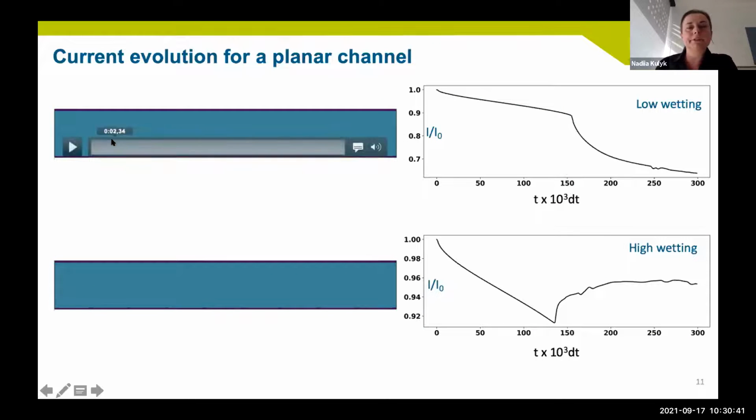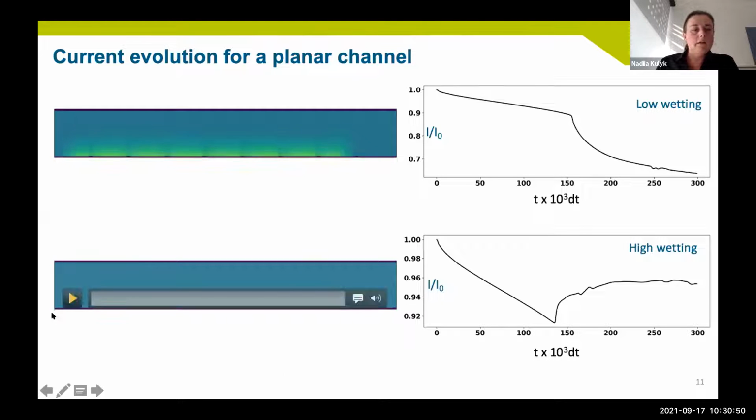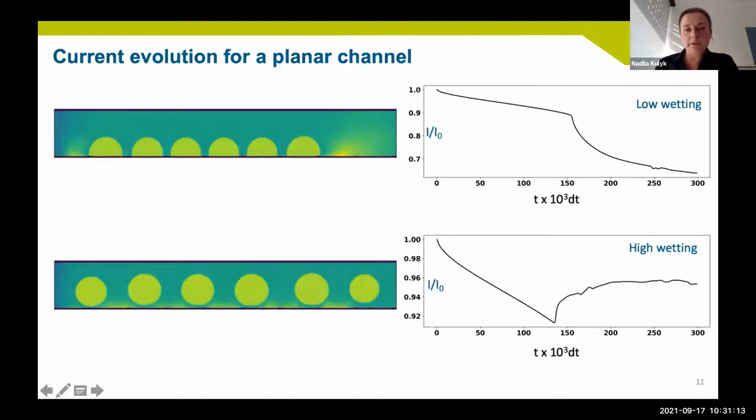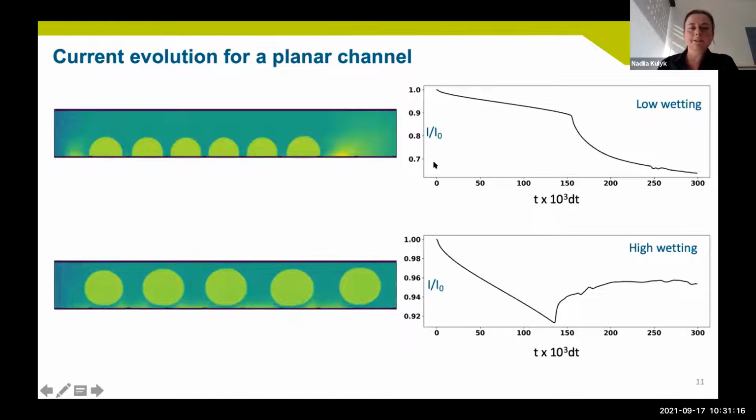This is also a flow-through reactor, but it's a planar channel with the electrode at the bottom. You can see the product concentrations growing at the electrode. And on the right, I plot the current with time. So the current drops slightly because the concentration of the product grows, then the bubbles form. For the upper case, it's a low wetting electrode. The bubbles stay on the surface and block the reactive surface, so the current keeps going down.